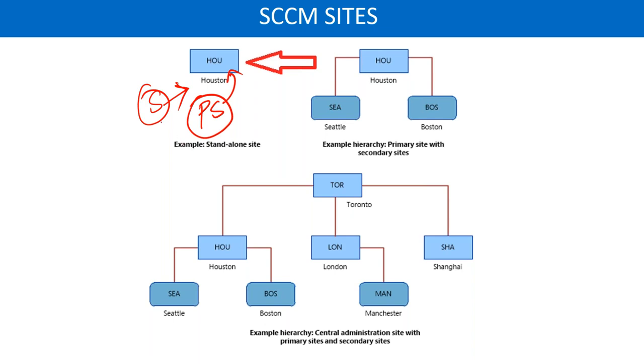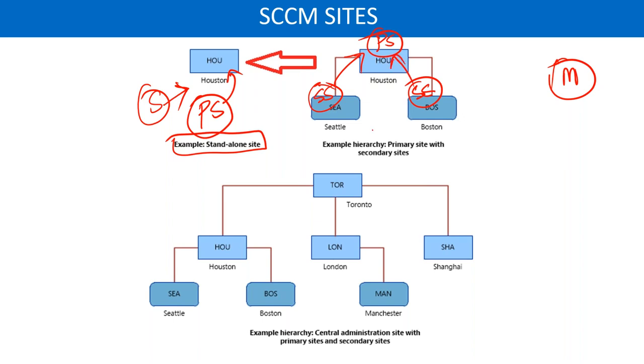So this is for small companies. You will have one single standalone primary site. The second one is when you have a medium size company. So you will have a primary plus secondary. The primary is in the headquarter and the secondary site is in the branch office. If you have branch offices, then you need a secondary site. So this kind of architecture, 99% you will find. Wherever you go, you will find this kind of architecture.